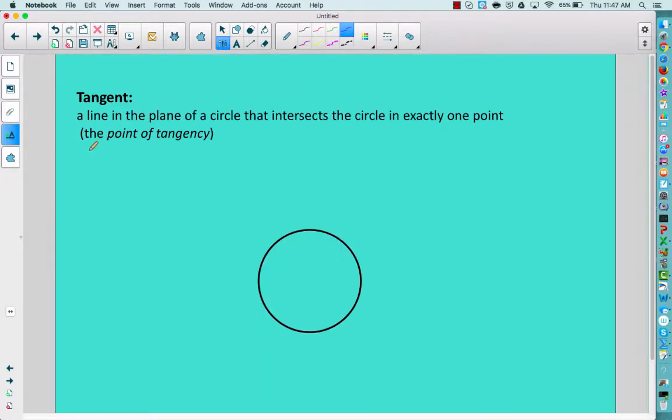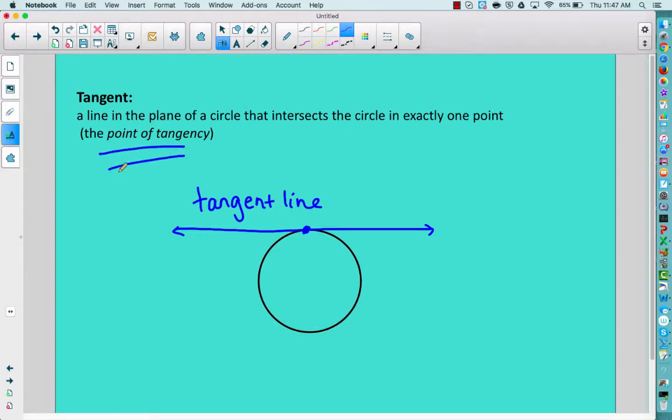All right, the most important line that relates to a circle. A line in the plane of a circle that intersects the circle in exactly 1 point. Something like this. It hits the circle in exactly 1 point right there. That's called a tangent line. Okay? Something can be tangent to a circle, to a curve, to an ellipse, to a hyperbola. It's a line that touches something in one place, exactly one place. That one place is called the point of tangency.